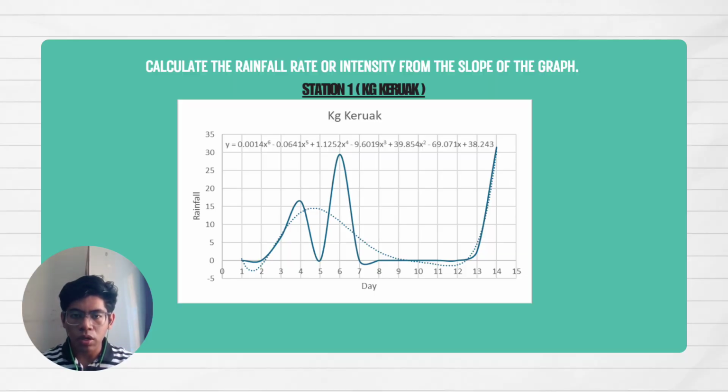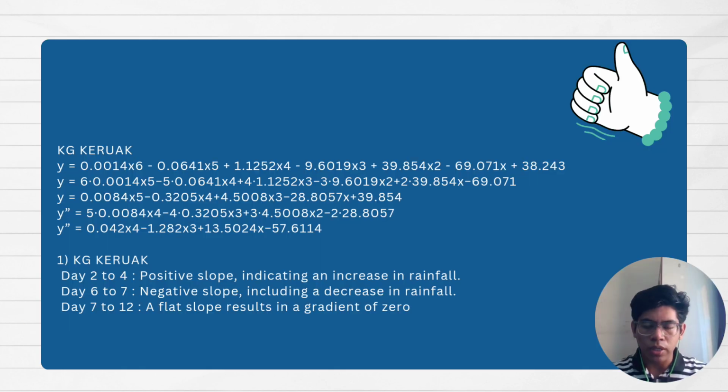I will continue about problem 1, which first is station Kampung Keruak. Okay, as you can see, the equation for rainfall at Kampung Keruak, second derivative, and day 2 to 4 positive slope, day 6 to 7 negative slope, day 7 to 12 a flat slope, and result in a gradient of 0.